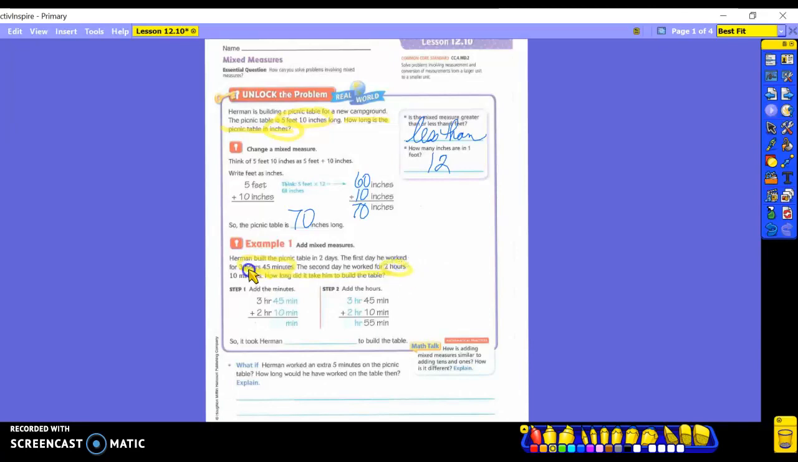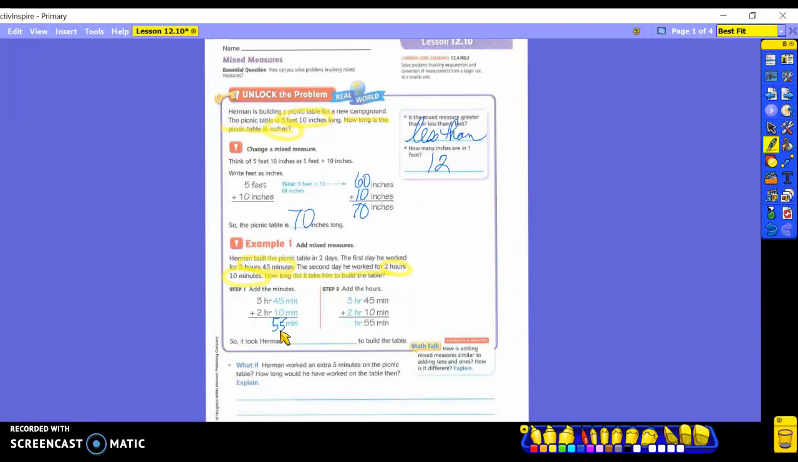2 hours, 10 minutes. So look at step 1. They wrote these like an addition problem, right? They put 3 hours and 45 minutes on the top, and then they added the 2 hours and the 10 minutes below that. Okay, so let's add the minutes first. 45 minutes plus 10 minutes is going to give you 55. Now, because that's not over 60, we're good, right? Remember that when you were dealing with time, if you're over 60, we're going to have to change it into another hour, correct?